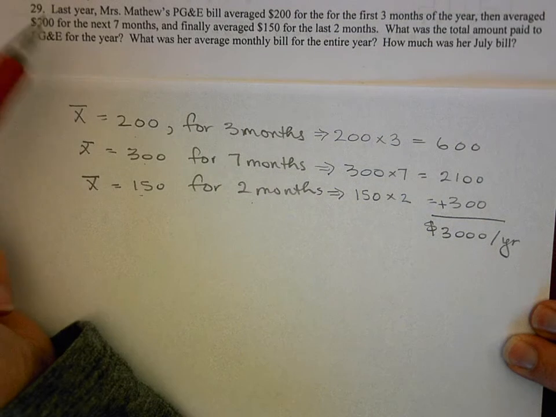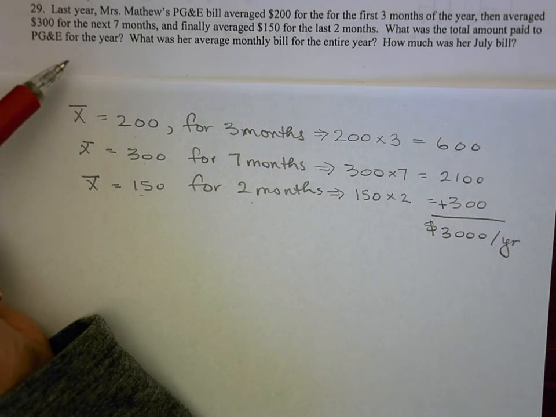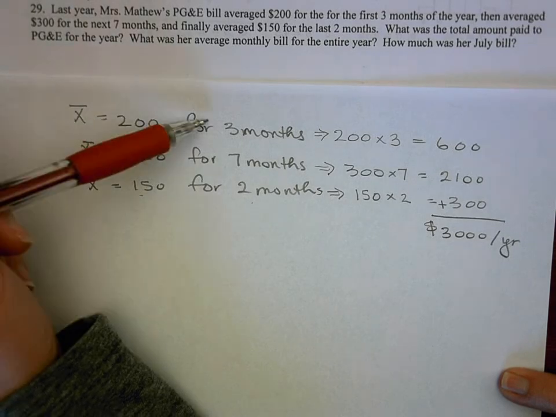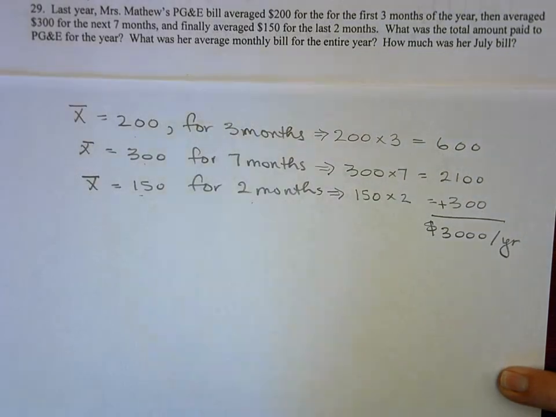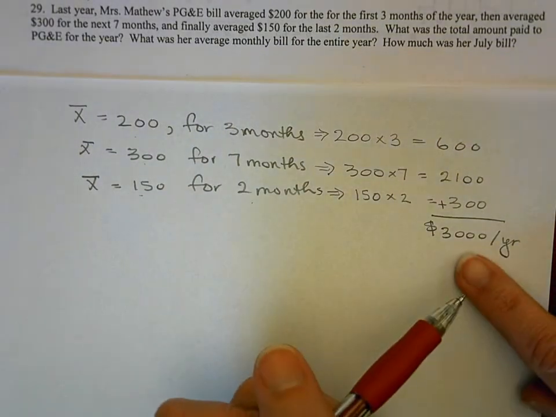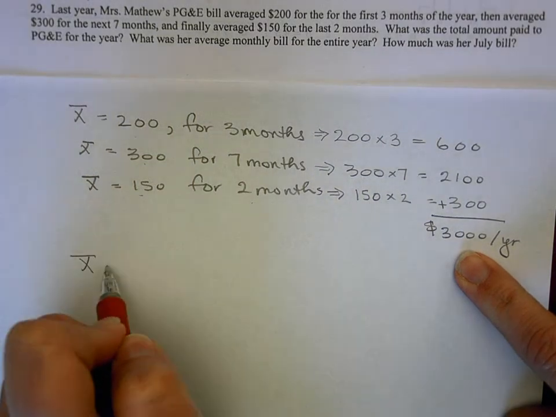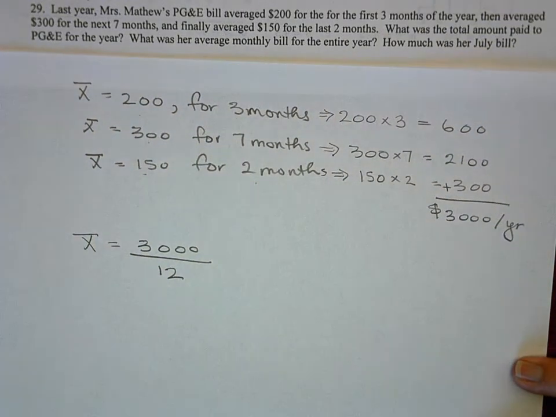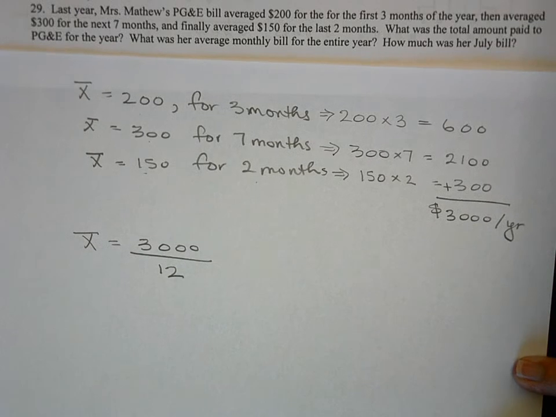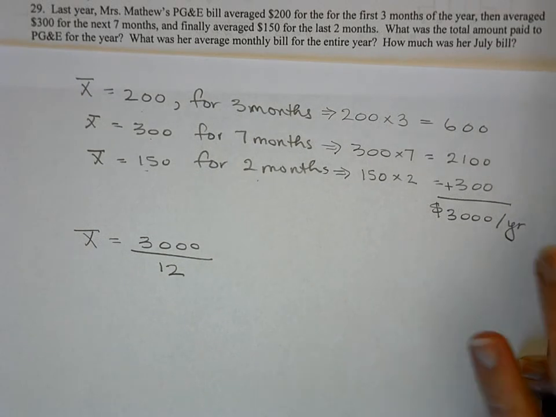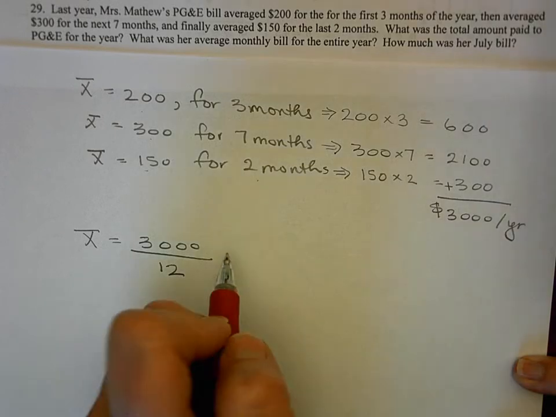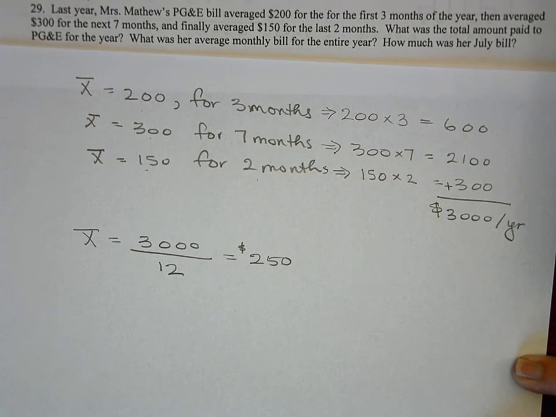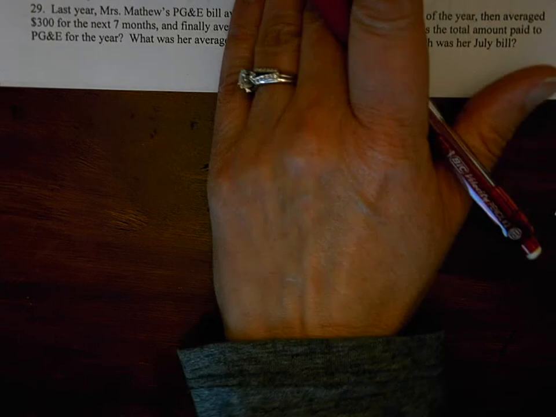Okay, so that's the first part. So the total amount paid was $3,000 for the year. And then here, now they want you to find the average monthly bill for the whole year. So this is the average for just 3 months, the average for 7, the average for 2. So now I want to know the average for all 12 months. So I know that it was $3,000 for the year. So the average for each month then would be 3,000 divided by 12, because there's 12 months in the year. And so the average per month was $250, okay? So on average, she did $250, okay? All right, and then the last side here.